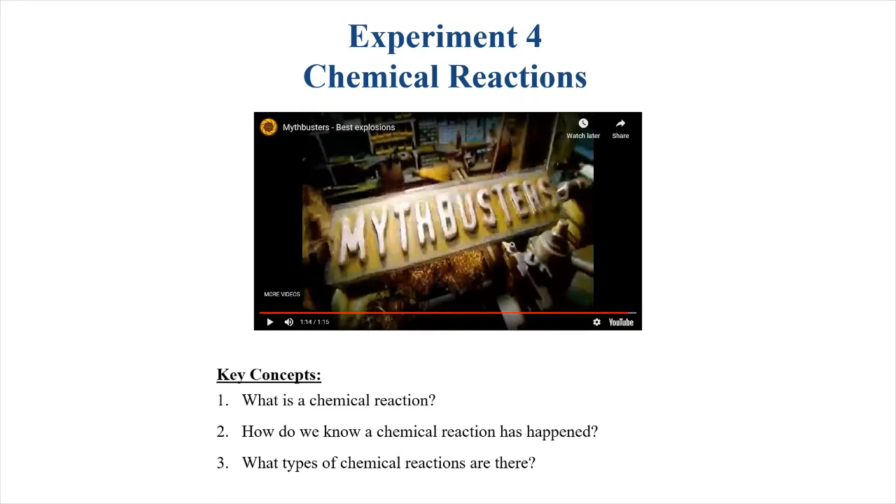And then what types of chemical reactions are there? Well, in Gen Chem, we're going to focus on two main categories. The first is redox, and the second is metathesis. And metathesis is a very large blanket that includes acid-base, precipitation reactions, and gas-forming reactions.